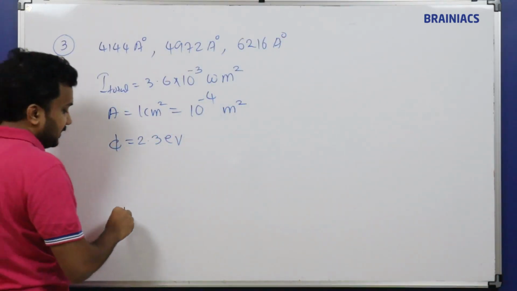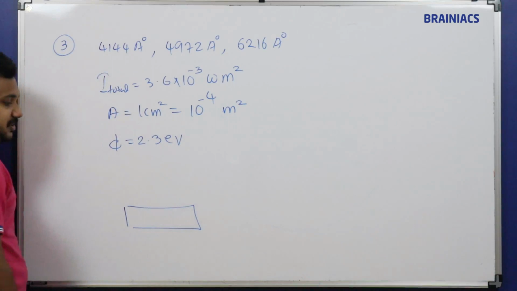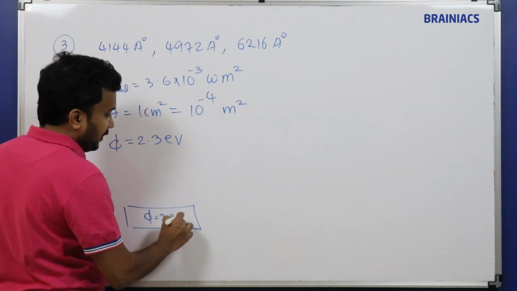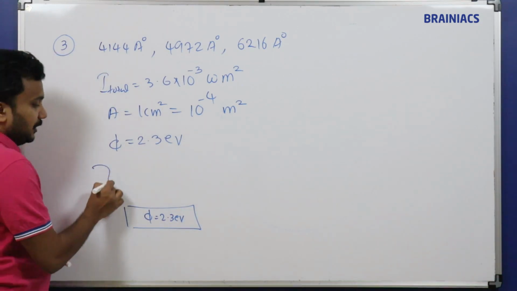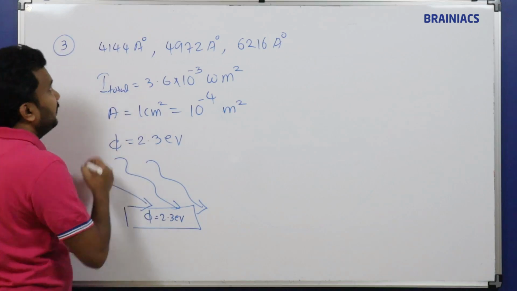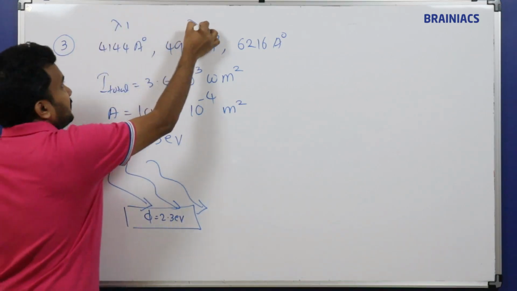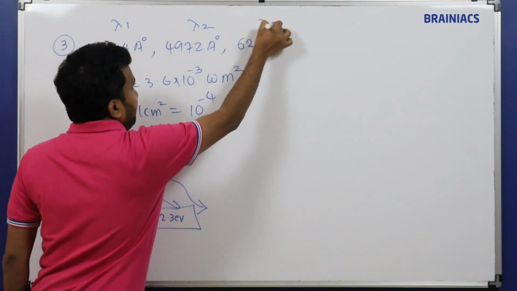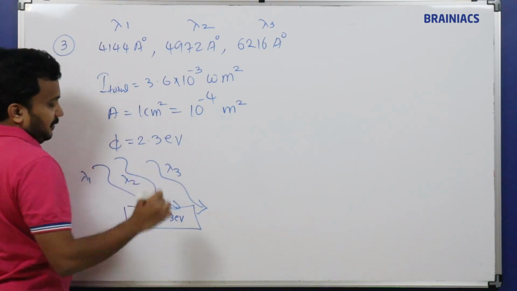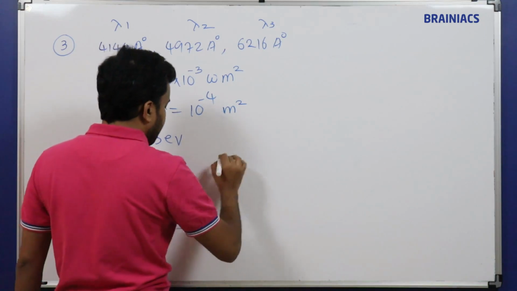So, let's make a diagram, maybe to understand easily. This is a metal surface having a work function of 2.3 electron volt. 3 lights, first, second and third, are falling. This is lambda 1, lambda 2 and lambda 3. So, what will happen when they hit?